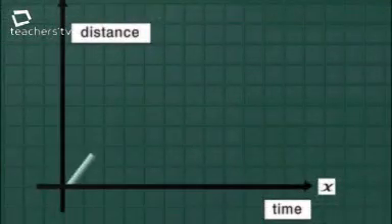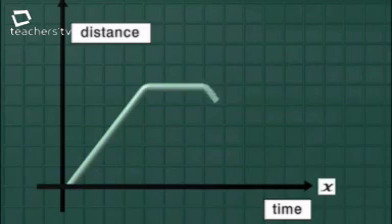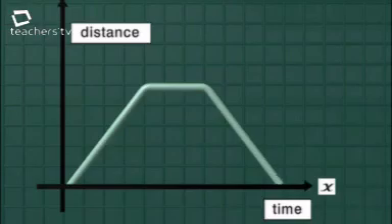A graph sloping upwards in this direction means you're travelling away. It's called a positive gradient. A horizontal line means you've stopped. A slope downwards in this direction means you're travelling back. It's a negative gradient.